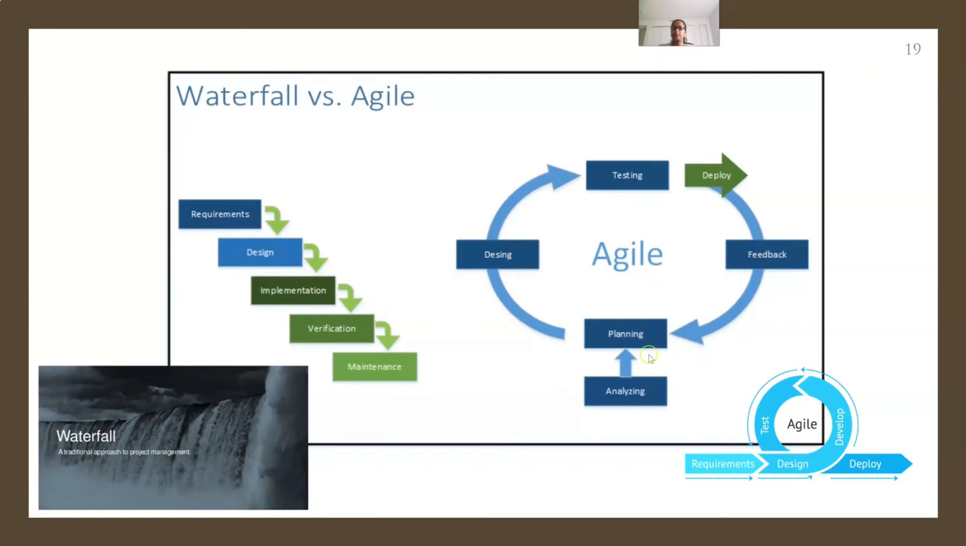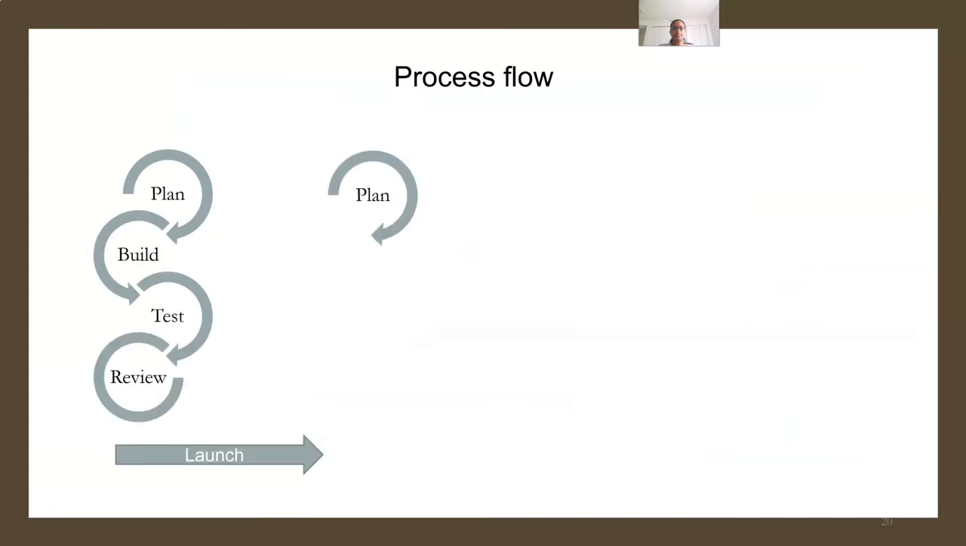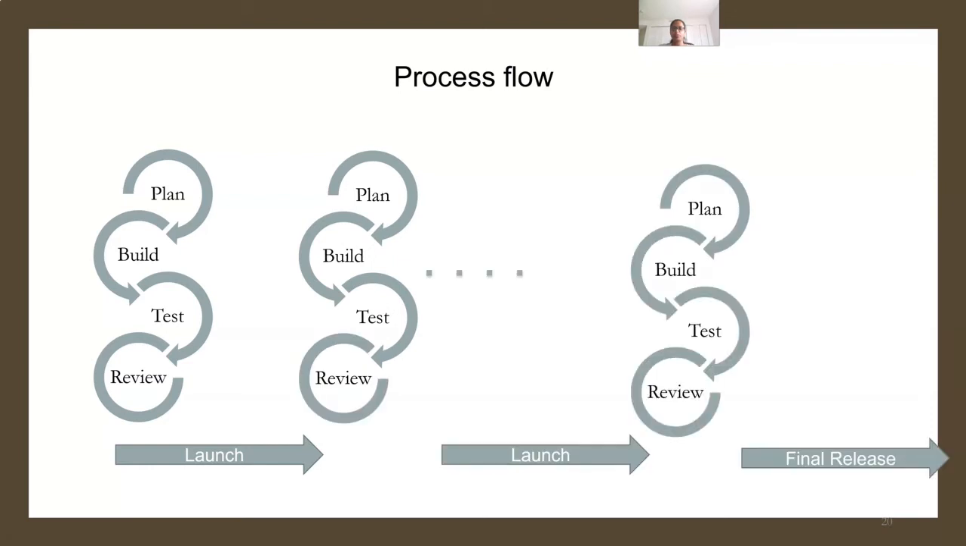Whereas in the Agile method, the phases of software development are not linear and there is frequent feedback from the customer involved. The process is plan, build, test, review, and finally launch. It happens in multiple iterations or deliveries. So this is the process flow in Agile.